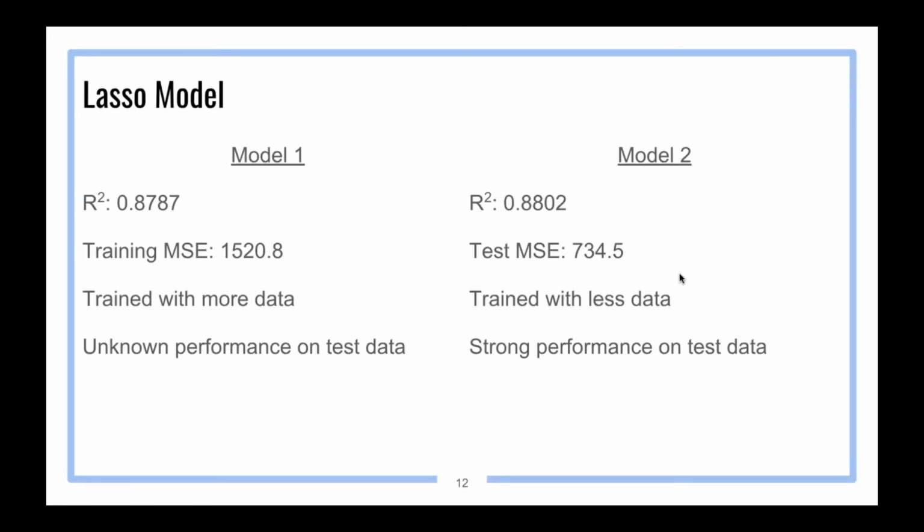So, a side-by-side snapshot comparison of these models: we see that model 2, even though it was trained with less data, indicates a stronger performance through the R squared value, because that's really the only metric that we can compare across these sets. And so that was the model that we ultimately decided to turn in on this project.